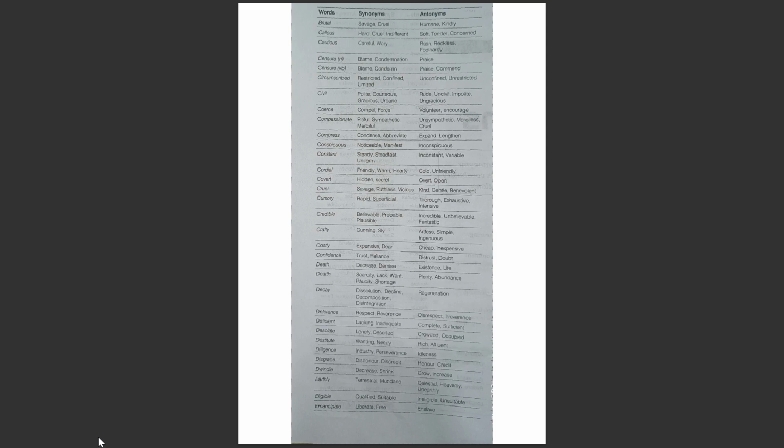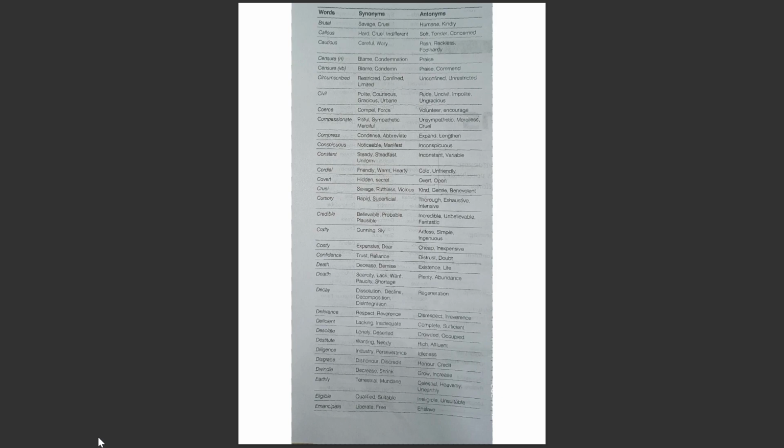Dwindle. Dwindle means to decrease, shrink, right. कम हो जाना उसको कहते हैं dwindle, dwindling. और antonym इसका होगा to grow, to increase, बढ़ जाना. That is the antonym of dwindle.